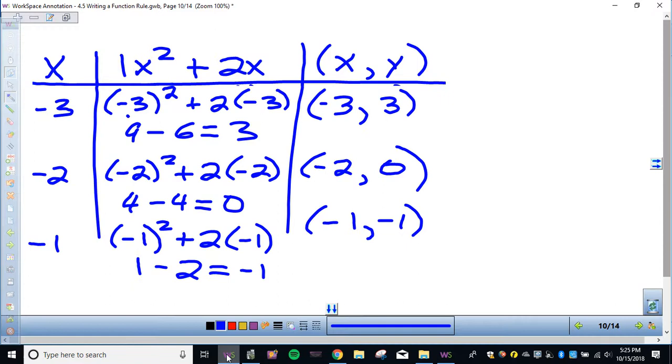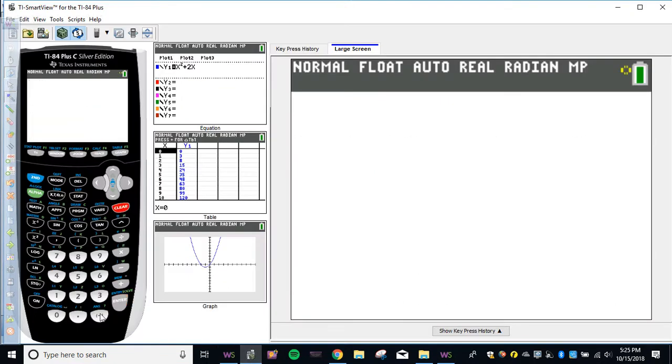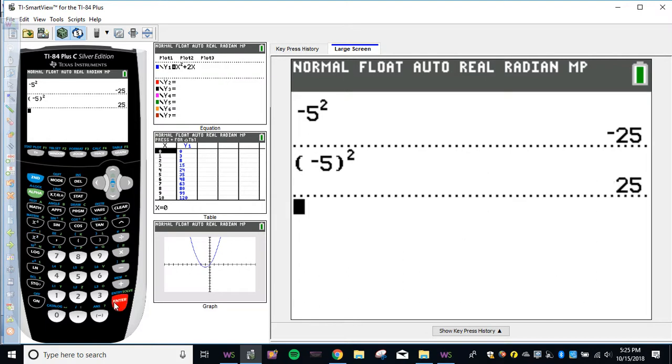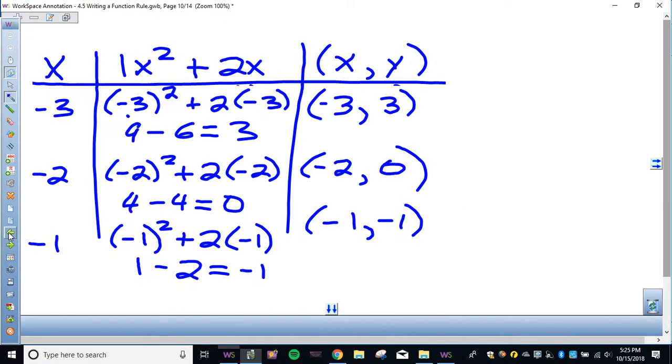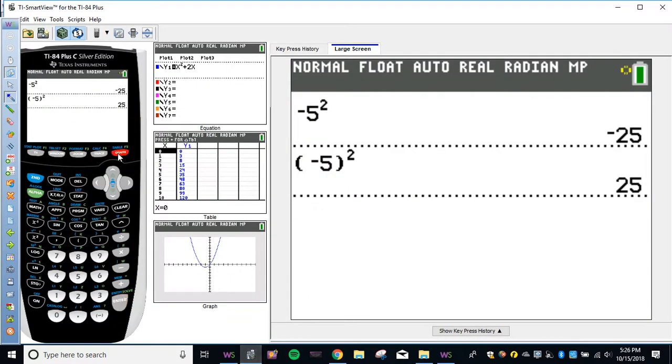Okay? Just to make it even more simplistic, if I do -5 squared, what's your guess? What am I going to get? -25, as opposed to (-5) squared, then I get +25. So forgetting parentheses, your answer is 50 off. So don't forget the parentheses, please. Okay. And if we were to graph that, we're going to end up with our beautiful parabola here.